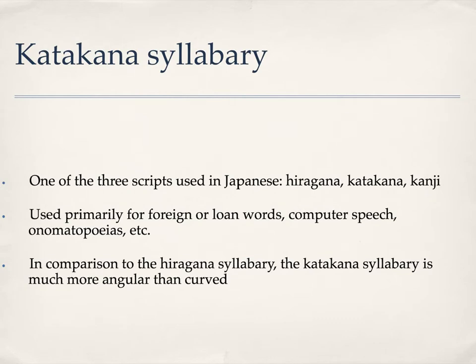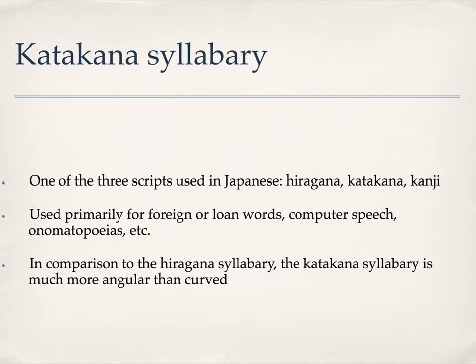Katakana is used for foreign loan words, also for things like technology, machines that come in, computer-related speech, and onomatopoeia. Onomatopoeia are things like bark, bark, meow, meow, knock, knock, bam, slam. All of those words are considered onomatopoeia.